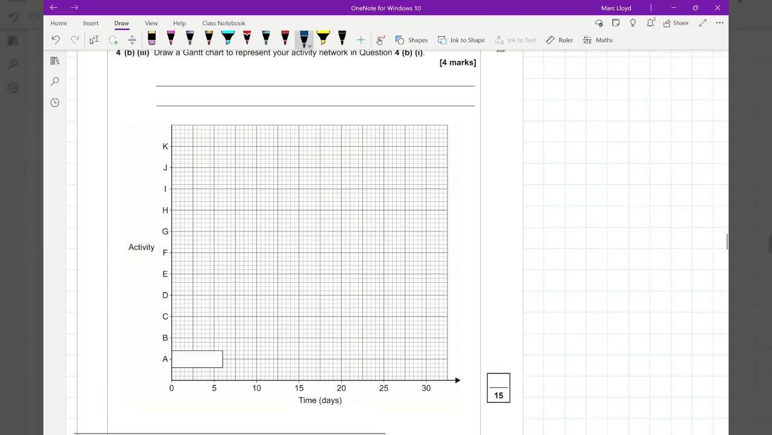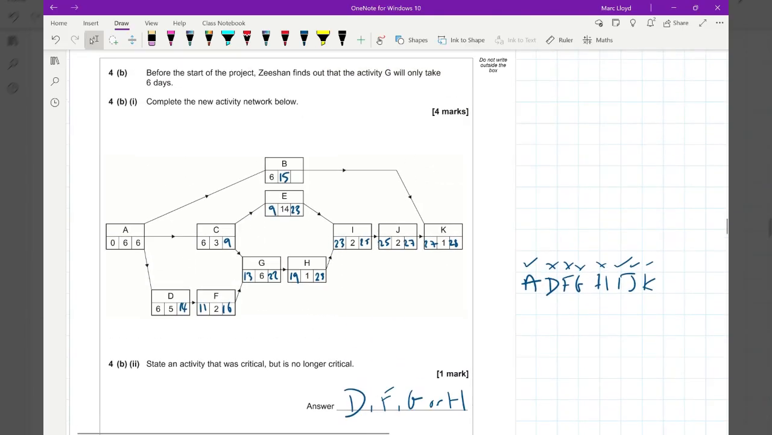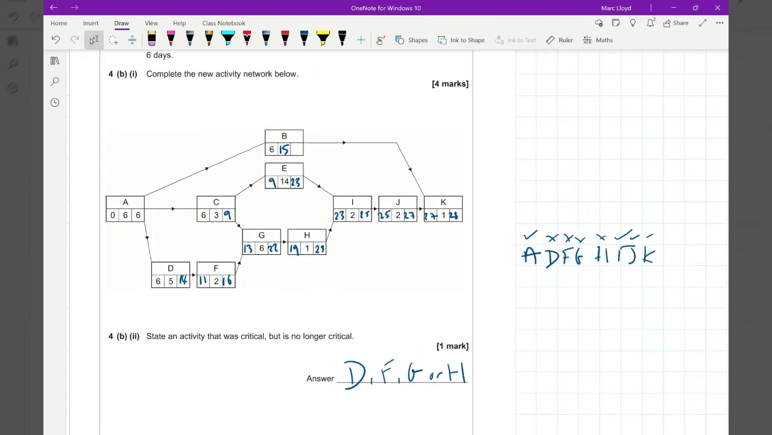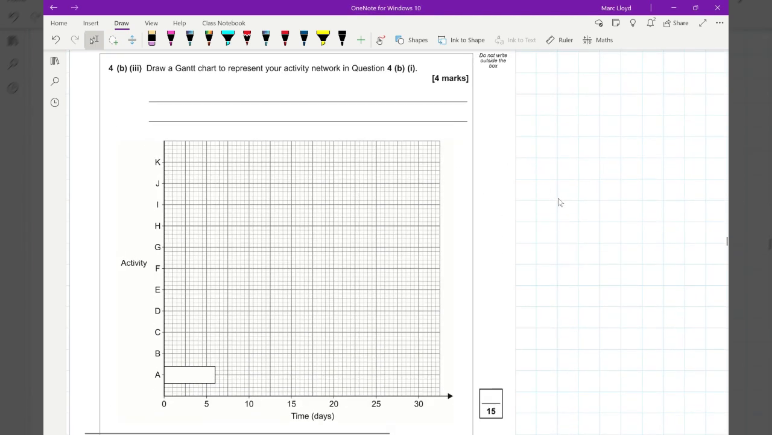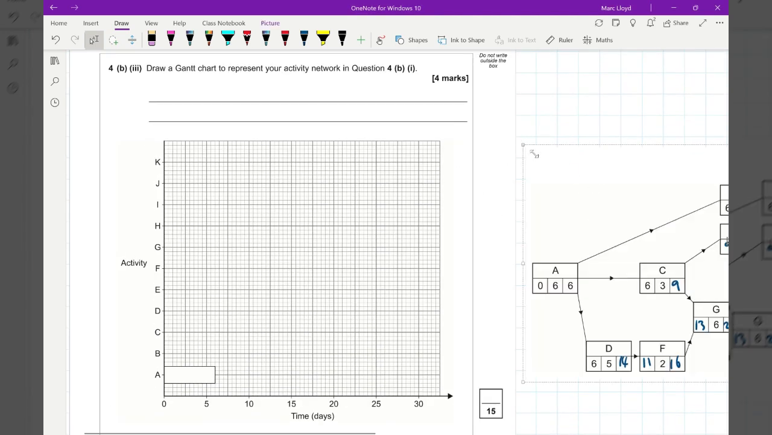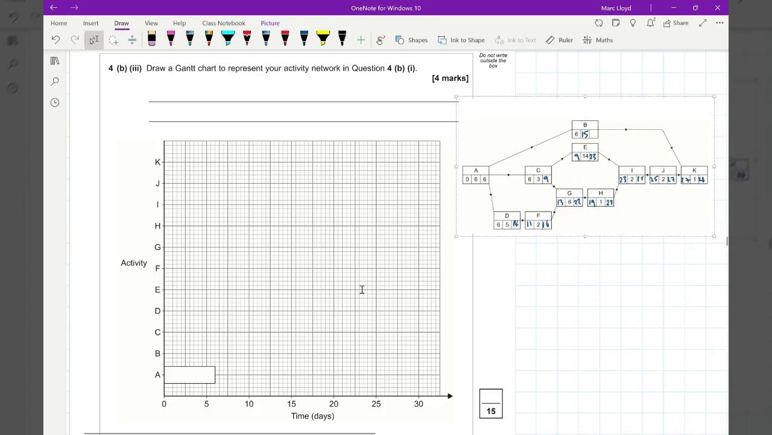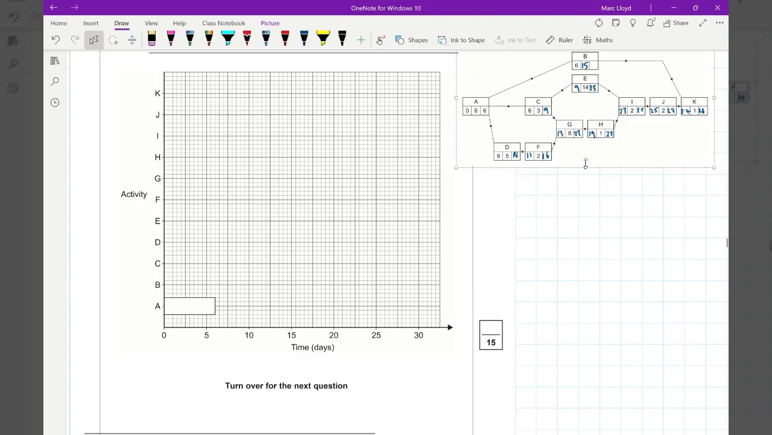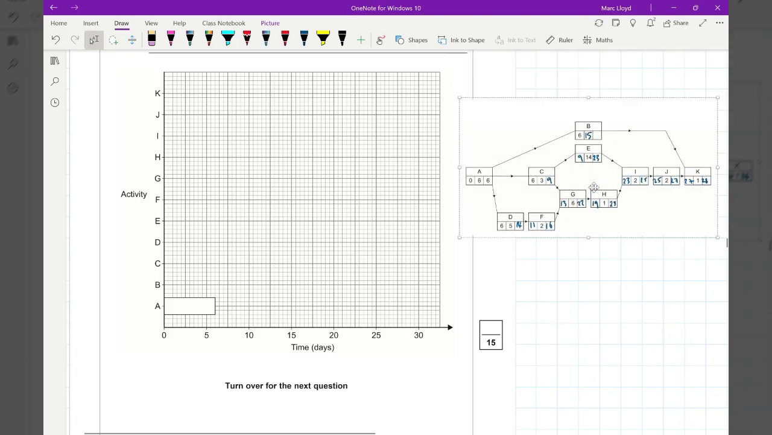Draw a Gantt chart to represent your activity network in question B, part I, which is here. Now, in order to do this, I'm going to need to have all of this information down there with me. So I'll paste it to the right, make it smaller. There we are. Good. Oh, and it's one of these. I'm actually quite used to drawing these as little lines, but it'll be fine.